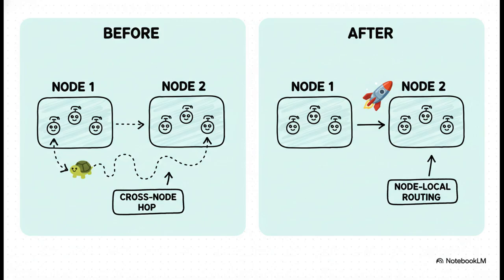But now, you can set a policy called Prefer Same Node. Kubernetes will then intelligently try to route traffic to a pod on the same node first. It only goes across the network if a local pod isn't available. It's a simple preference, but boy, is it a powerful one.